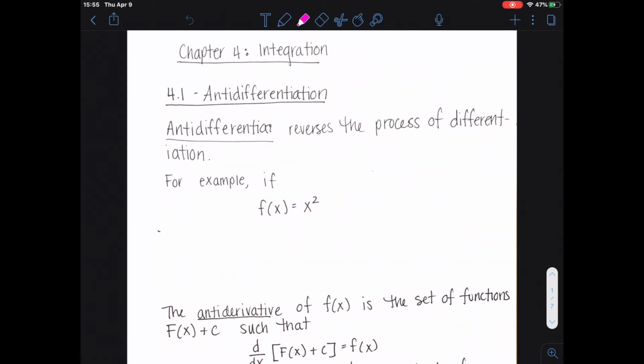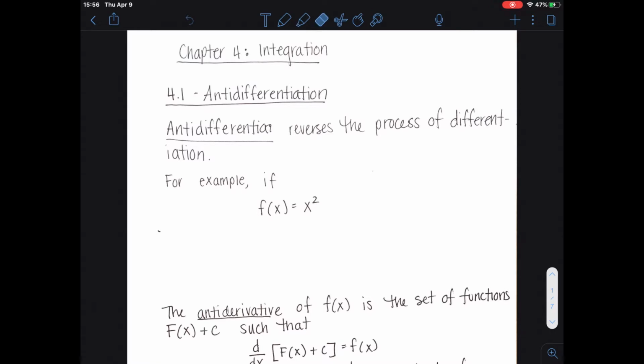So what we're going to begin now is chapter 4, which is all about integration. We spent a lot of time going through the process of differentiating. What we want to do is undo that process. So anti-differentiation is the section we're going to go over. It reverses the process that we've spent so long doing.